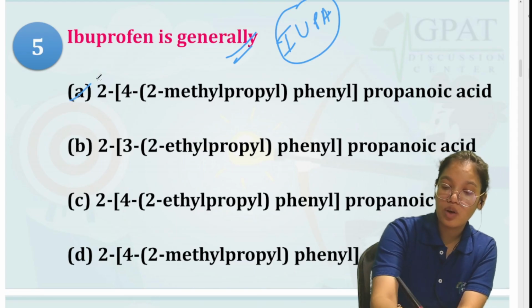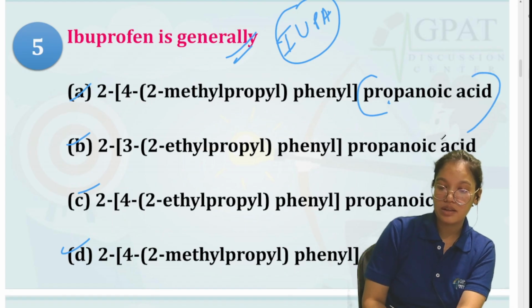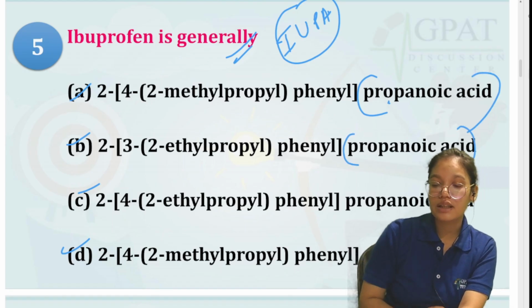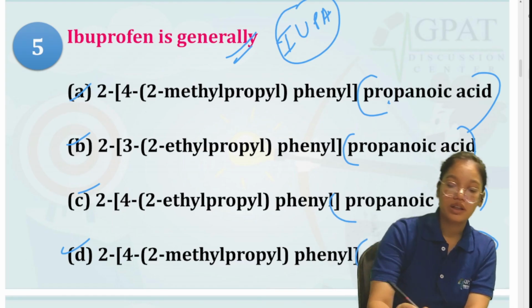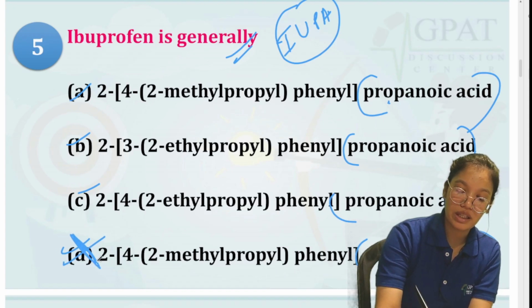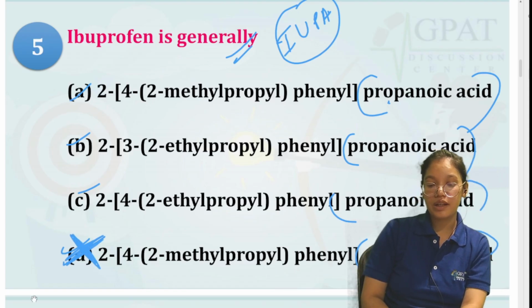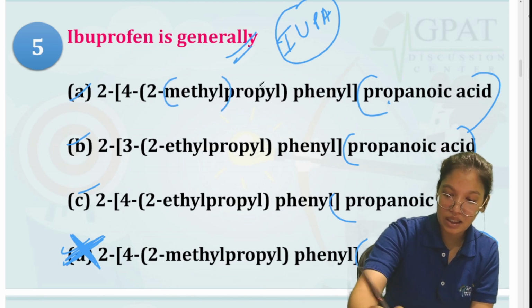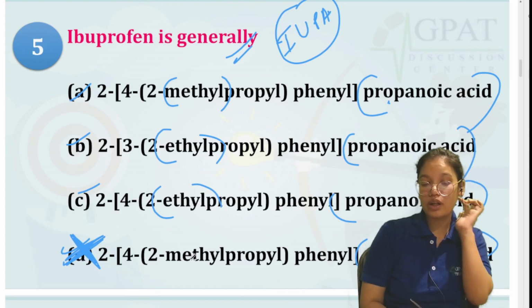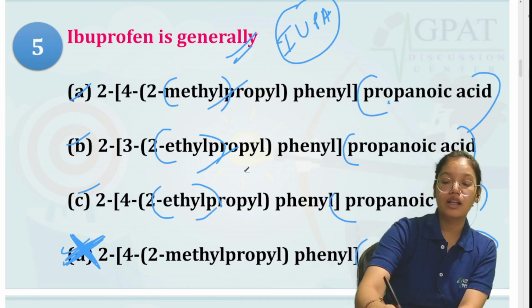So if we look at the options carefully, A says propanoic acid. So yes, it can be. B says again propanoic. C also says propanoic. D says propanoic. So no, it doesn't contain a propanoic acid. So D can be removed from the list. Then we are left with A, B, and C. So what is the difference in these A, B, C? The first difference is methyl, propyl, ethyl, and ethyl. So A says methyl propyl, and B and C say ethyl propyl.